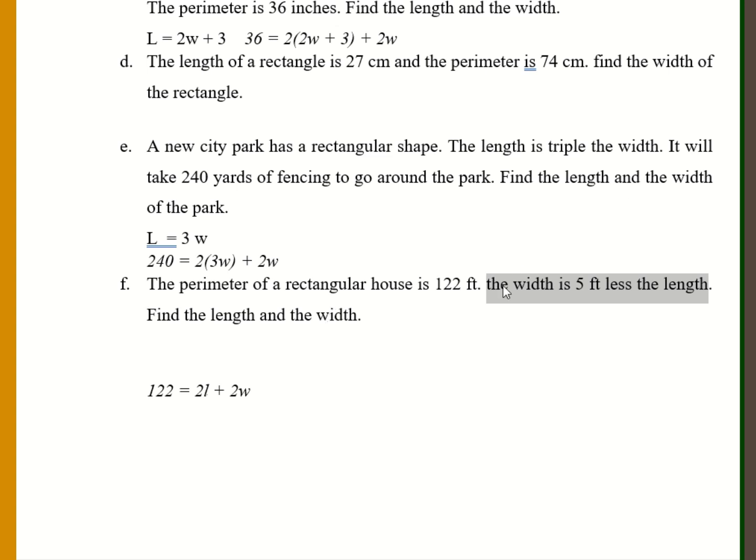The width is 5 feet less than the length. So the width is shorter than the length. All right? So always try to make sense of it. So the width must be shorter because it's 5 feet less than the length. So what is the length? Substitute the equation here. So when they're saying shorter is minus. All right, substitute inside here and find the length and width.